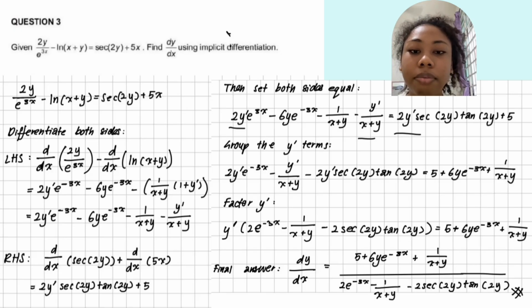2y prime e to the power of negative 3x minus 6y e to the power of negative 3x minus 1 over x plus y minus y prime over x plus y equals 2y prime sec 2y tan 2y plus 5. After that, we will have to group y prime terms together.